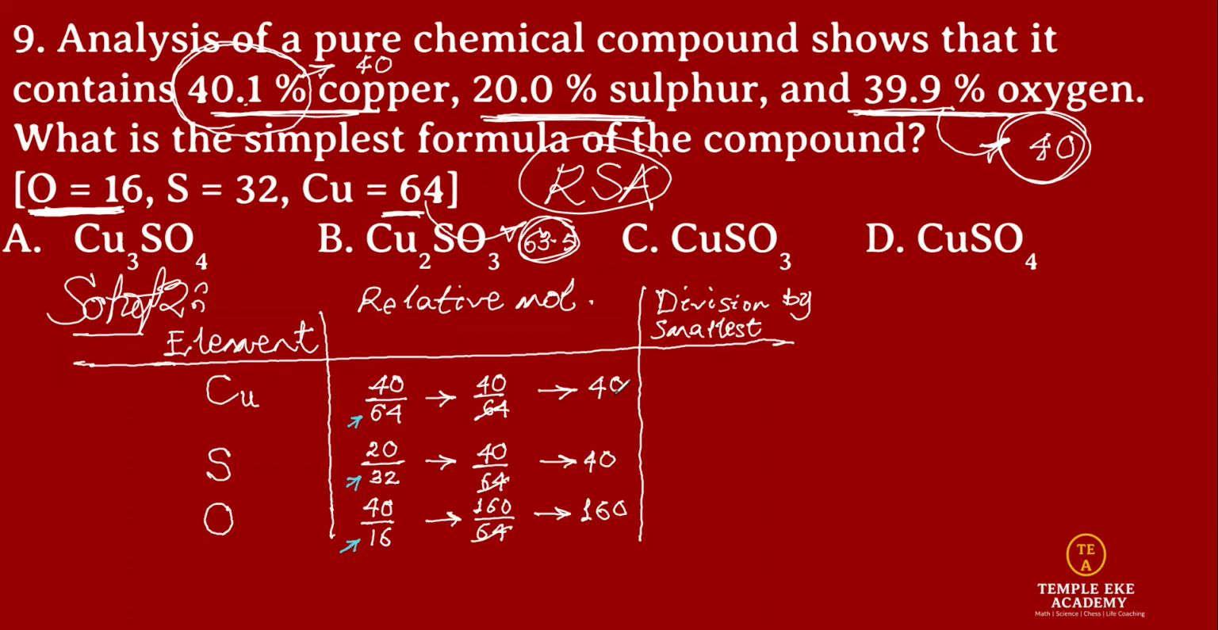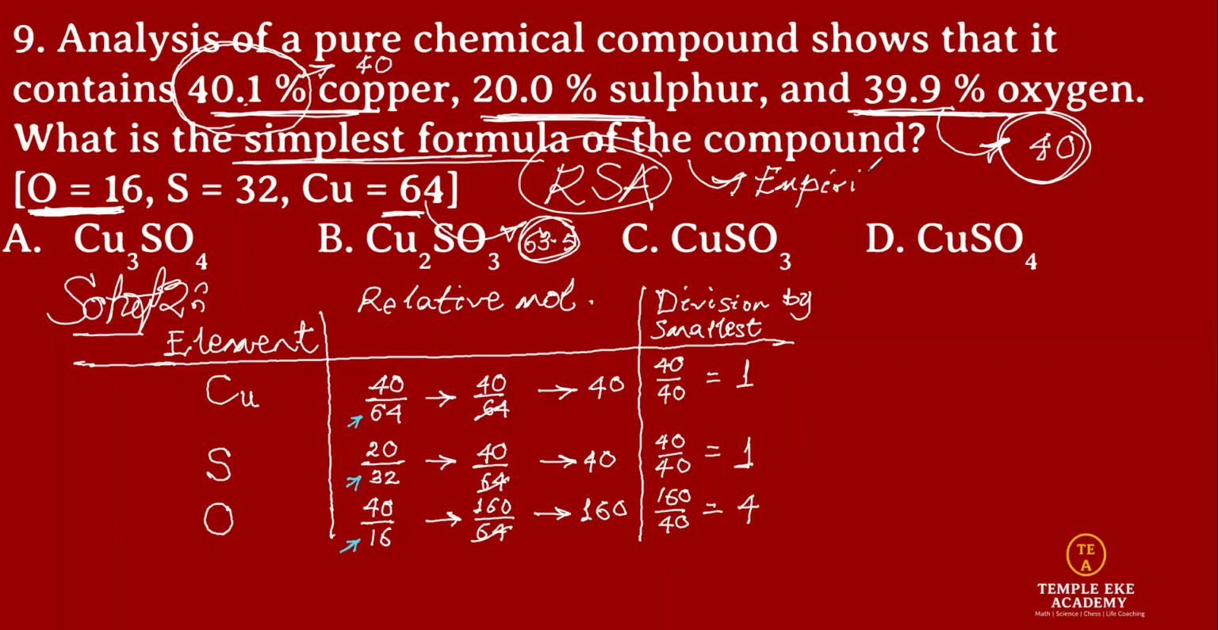And the smallest value here, 40 compared to 40 and 160, should be 40. So if we divide 40 by 40, we're going to get 1. We divide 40 again by 40, and we're going to get 1 still. And finally, 160 divided by 40 gives us 4. And you see already, these numbers are in their simplest ratio. So we're looking at the simplest formula for the compound. And that simplest formula is called the empirical formula.